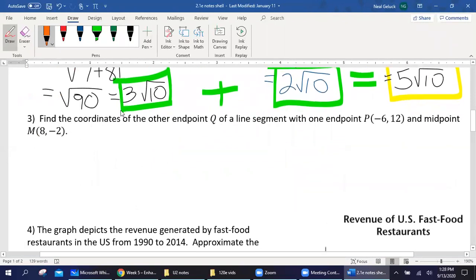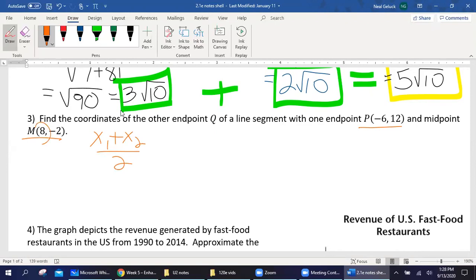Number 3 is another midpoint problem, but this is a little bit different. I'm given the midpoint, M, and one of the ends, P, of some segment. I need to find the other end. This is going to be a backwards problem. So normally I would do x1 plus x2 divided by 2. That would give me the x coordinate of the midpoint. Well, in this problem, I have one of the x's, -6. So this is going to be -6 plus, I don't know the other x coordinate, divided by 2 is going to give me the x of the midpoint, which was 8.